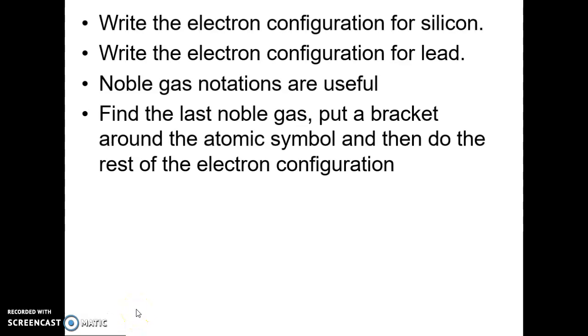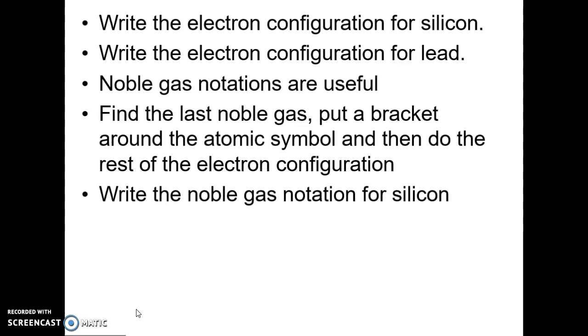So please write this down. To do the noble gas notation, you find the last noble gas, and you put a bracket around its atomic symbol, and then you do the rest of the electron configuration after that. So for example, you're going to write the noble gas notation for silicon. So the noble gas that comes right before silicon is neon. So we're going to put neon in brackets, Ne, and then we're going to do the rest of the configuration.